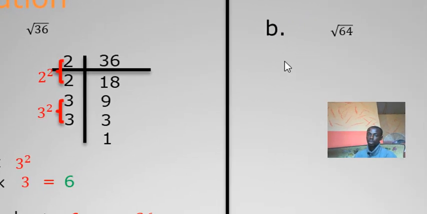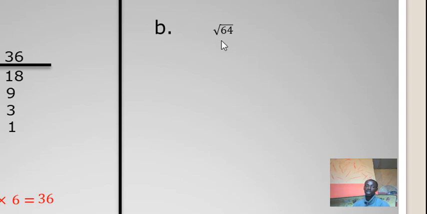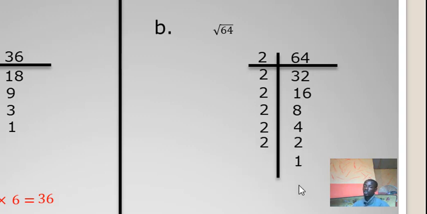Now, B. I want to simplify root 64. We are expressing 64 as a product of primes. 64 divided by 2, that is 32. 32 divided by 2, that is 16. 16 divided by 2, we have 8. 8 divided by 2, we have 4. 4 divided by 2, that is 2. And 2 divided by itself, we have 1. So, having 1 here, it shows we've been able to express 64 as a product of primes.